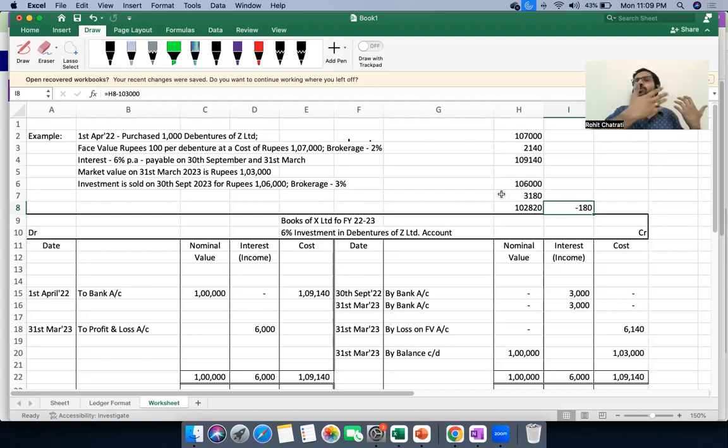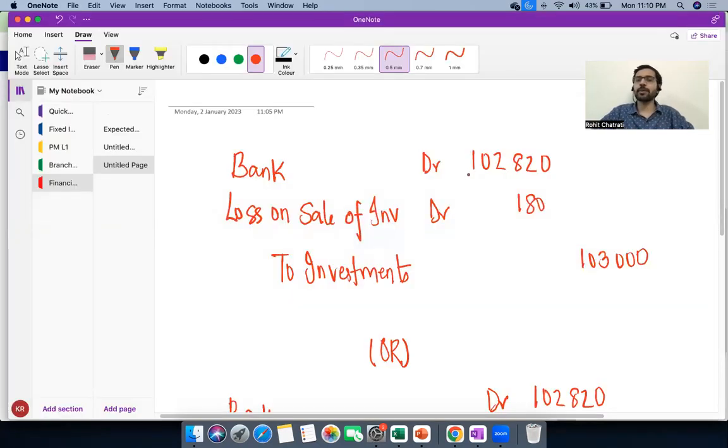This is exactly how you used to calculate profit or loss on sale of fixed assets, right? You have book value, you have sale proceeds, compare them, that is the profit or loss on sale of fixed asset. Same way you have profit or loss on sale of investment. Now the journal entry that we learned for this is: I debit bank. I have a cash inflow of 102,820. I debit bank by 102,820.